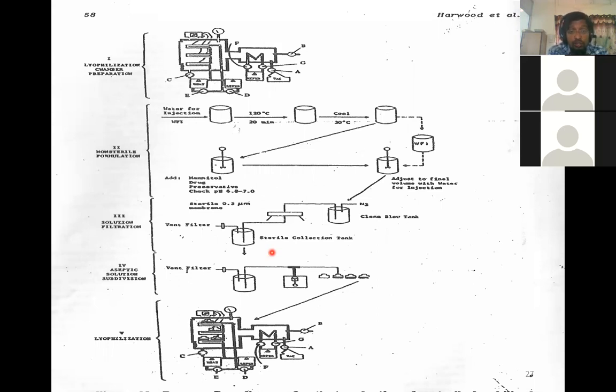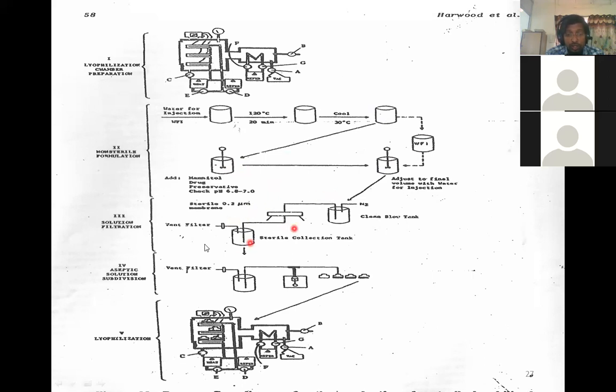So water for injection is taken, then it is heated at 120 degrees centigrade for 20 minutes, then again it's cooled below 30 degrees. I hope you remember. Then you divide it into two parts, right? You can see here, first you have taken water for injection, heated it for 20 minutes at 120 degrees centigrade, cooled it, brought it to room temperature, and divided it into two parts. One part is kept to use for making up the volume, and you take the second part and add all other things like drug and preservative. Then you will check the pH and mix them both.